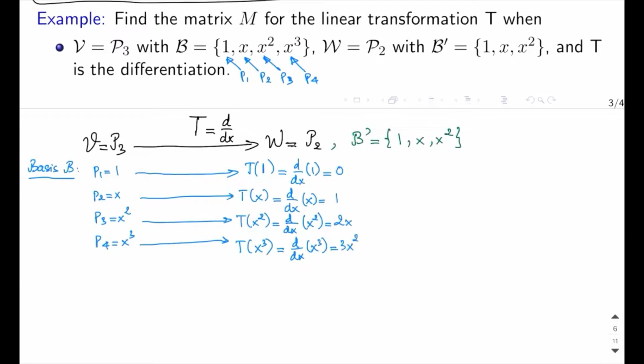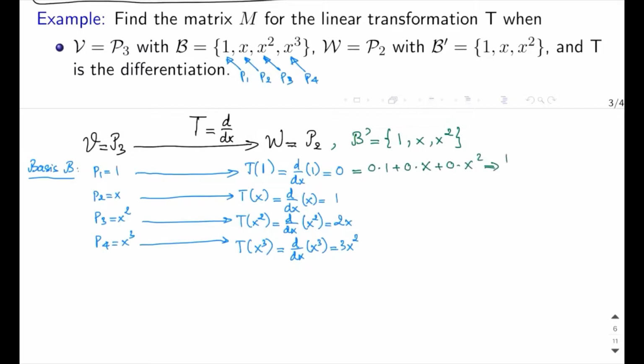Now your next job is to identify what is the coordinate vector for T of 1 with respect to B prime. What is the coordinate vector for T of x with respect to the basis B prime? What is the coordinate vector for T of x squared with respect to B prime? And what is the coordinate vector for T of x cubed with respect to B prime? In order to do so, we of course will have to first represent each of them as the linear combinations of the vectors in the basis B prime here. So it's going to be like 0 times 1 plus 0 times x plus 0 times x squared.